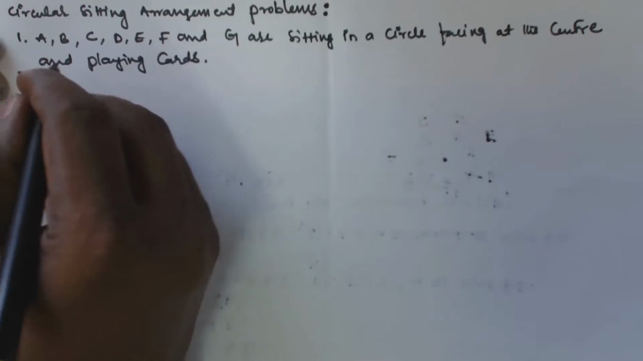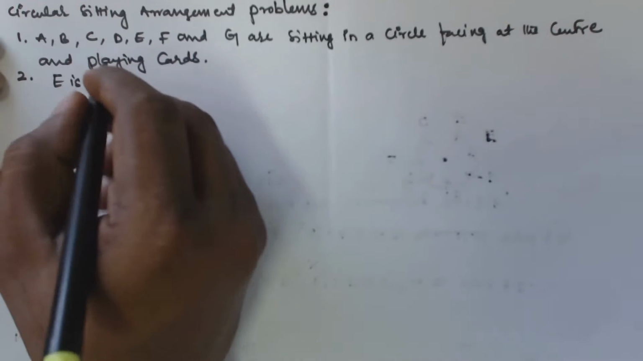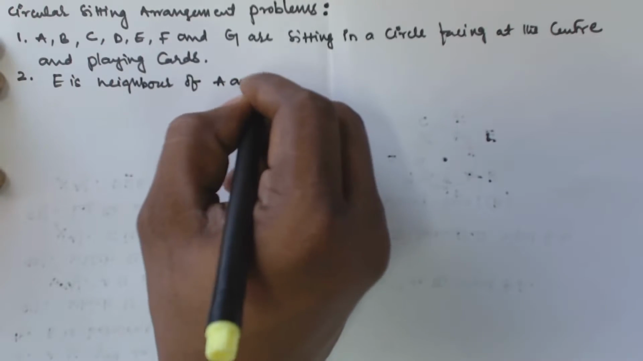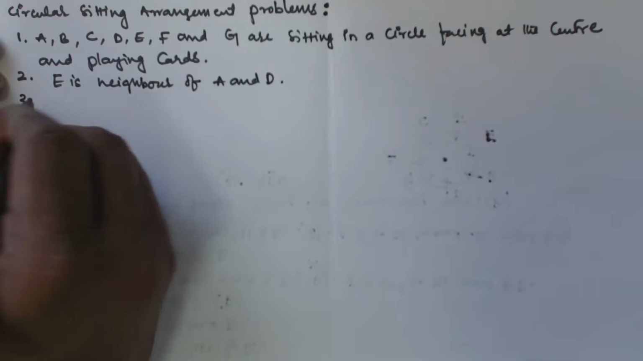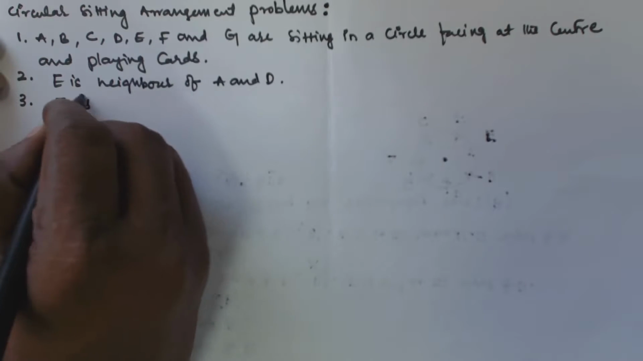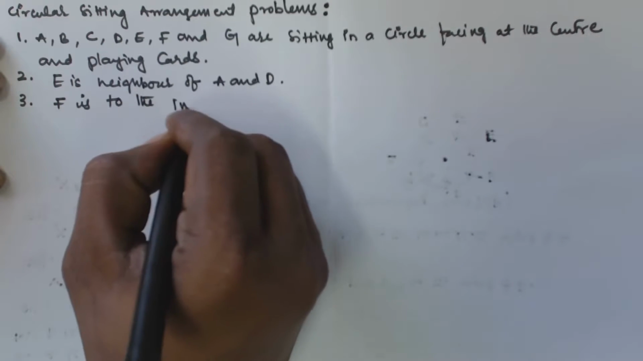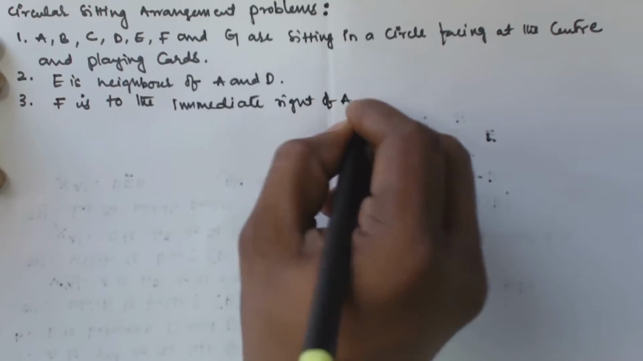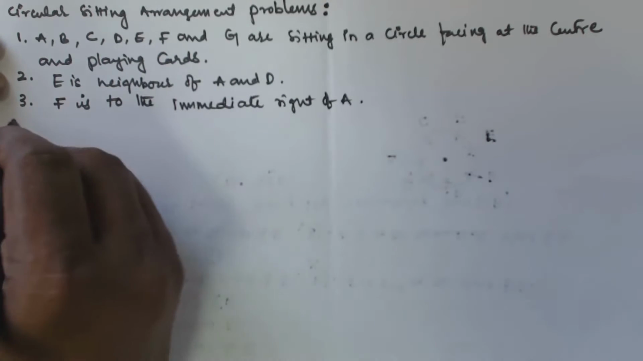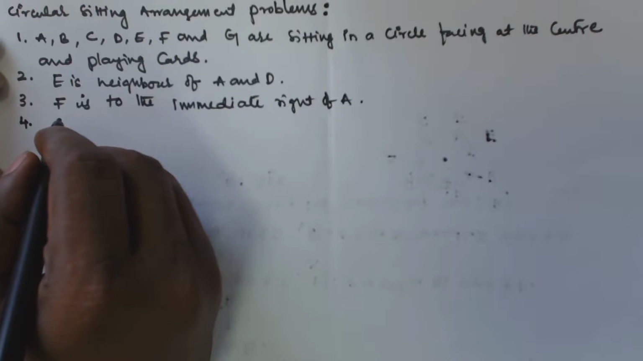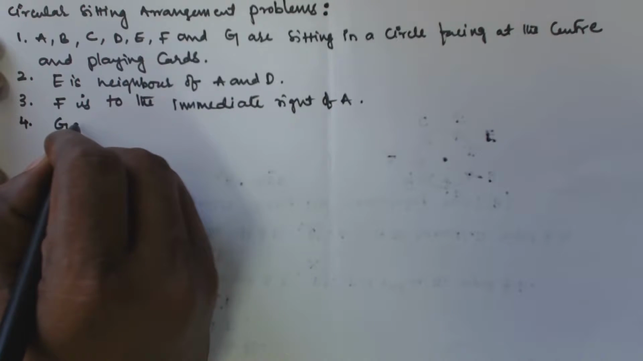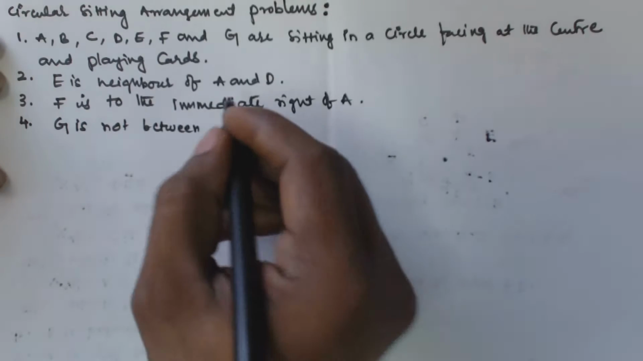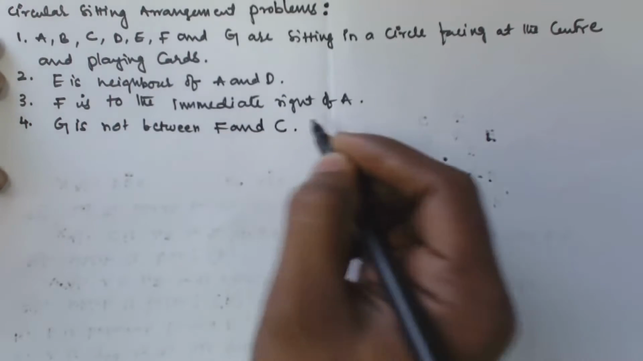The second statement in the given problem is E is the neighbor of A and D. The third statement is F is to the immediate right of A. And the fourth statement in the problem is G is not between F and C.